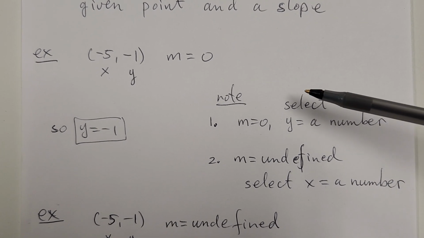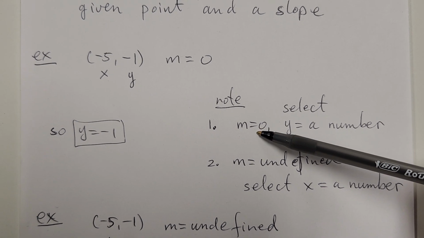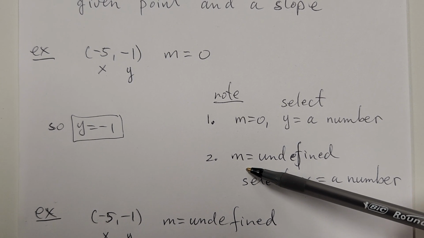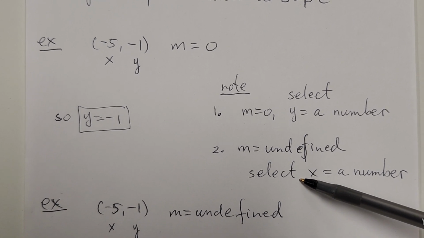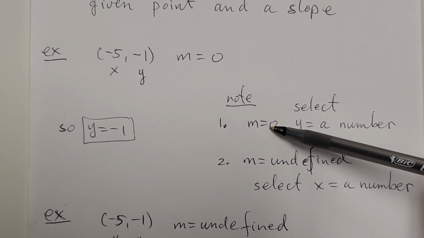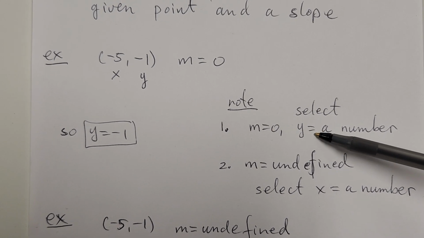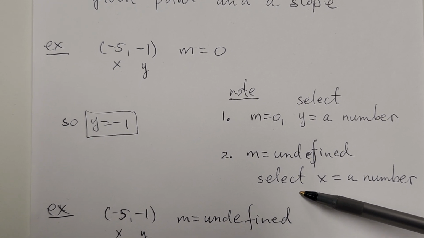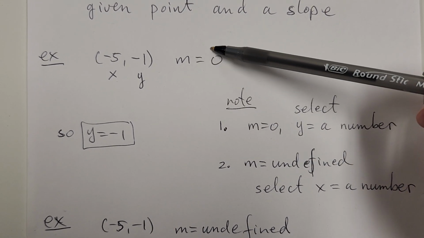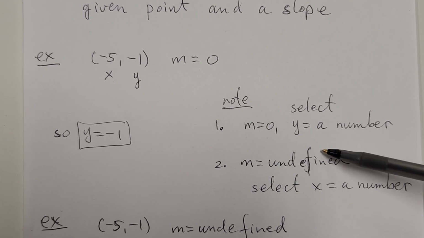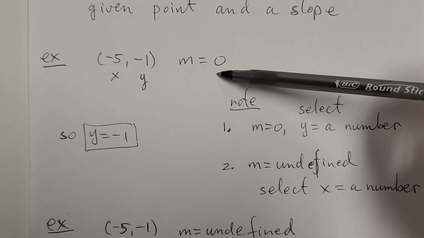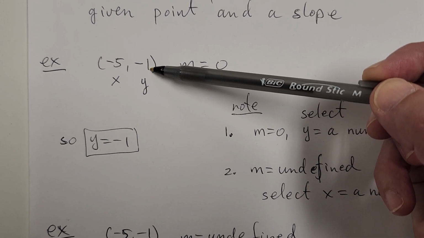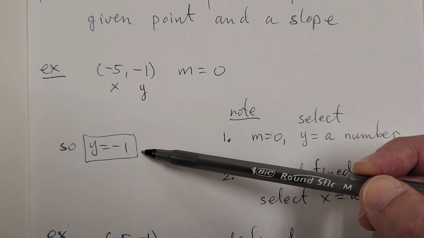However, note, if your slope is 0, you will select y. If your slope is undefined, you will select x. One more time. If your slope is 0, you will select y. If your slope is undefined, you will select x. So in our example, our slope is 0, and based on our note, if our slope is 0, we will select y, and y is -1, so that is my equation.